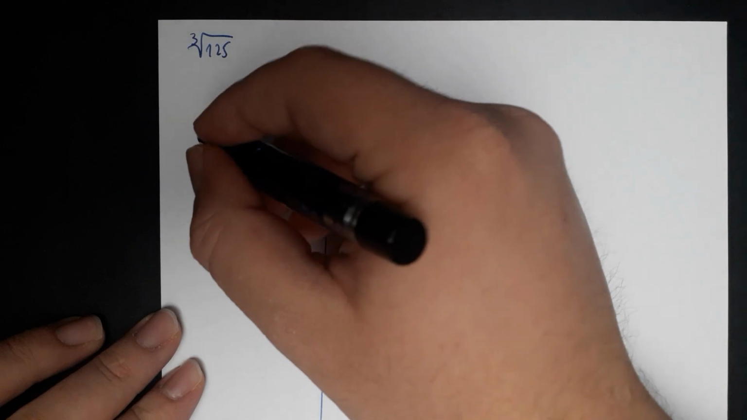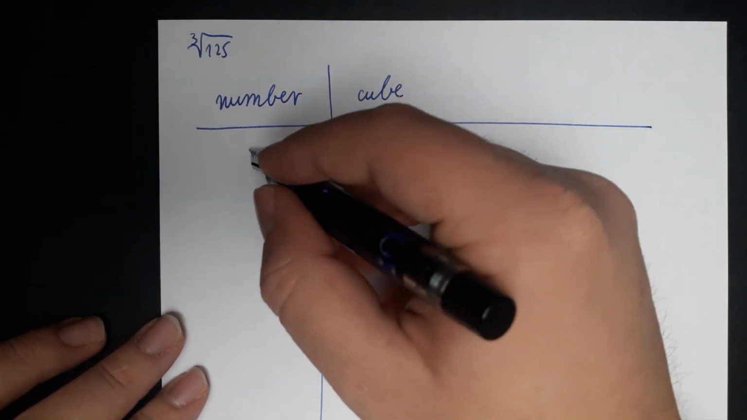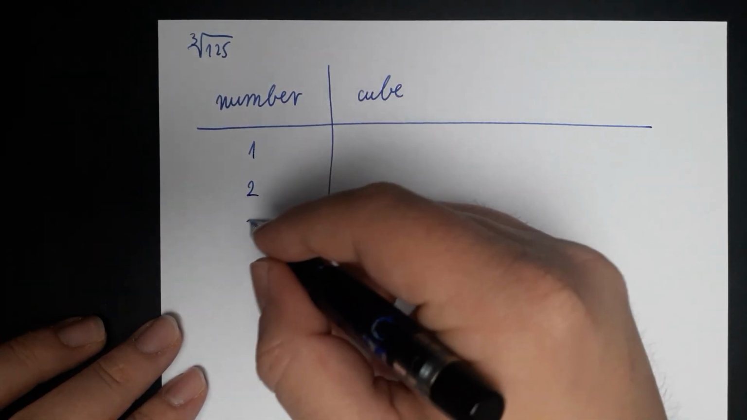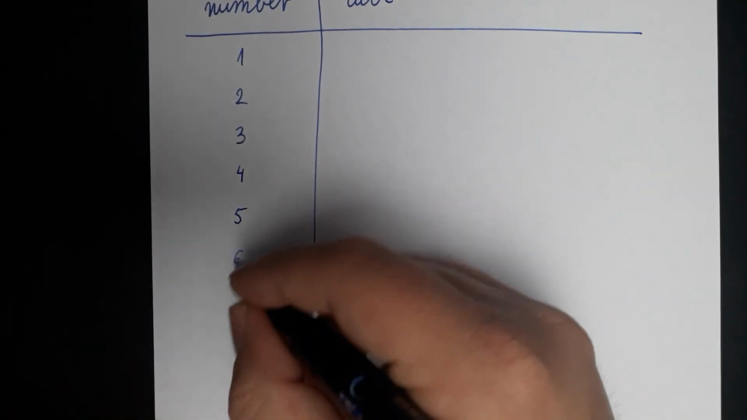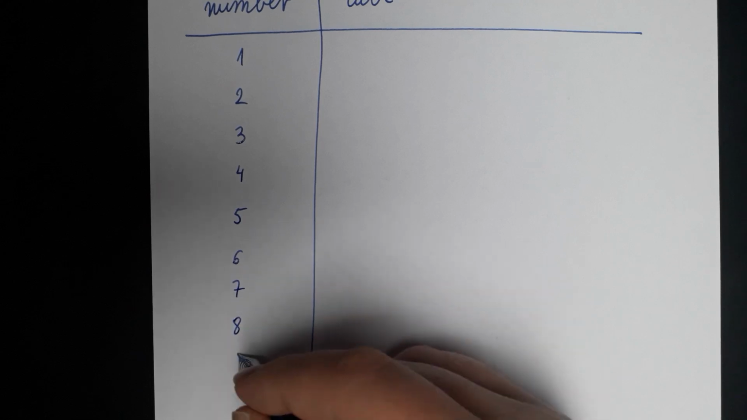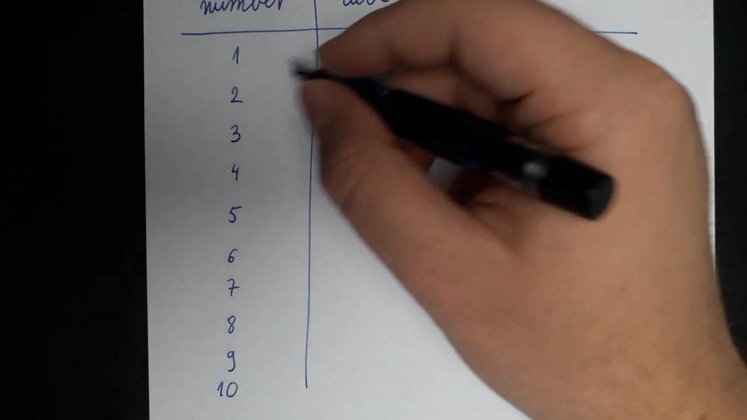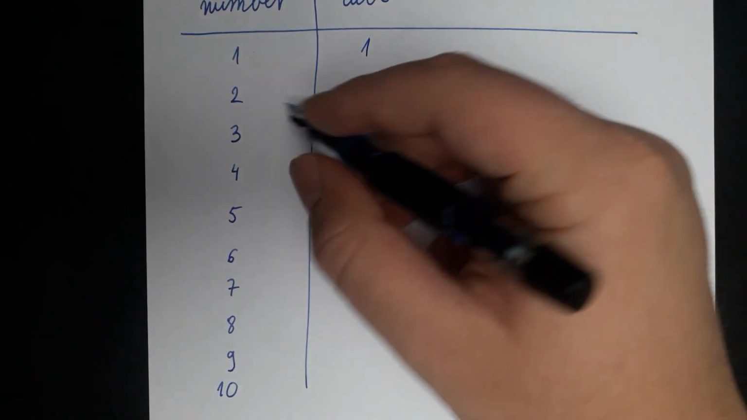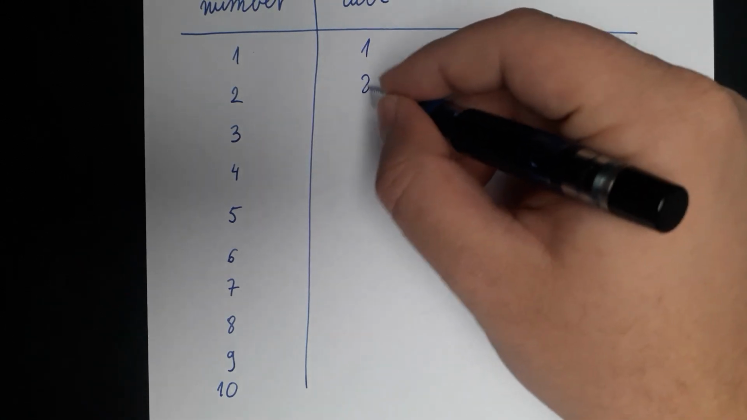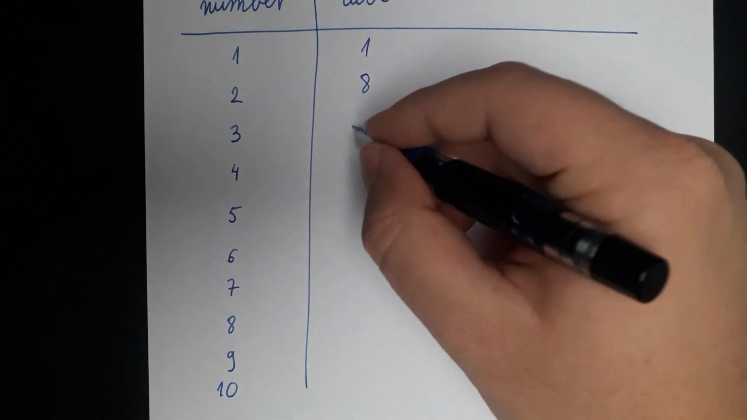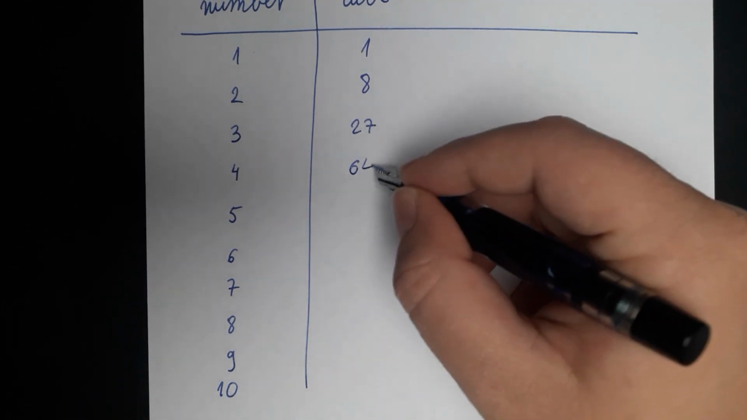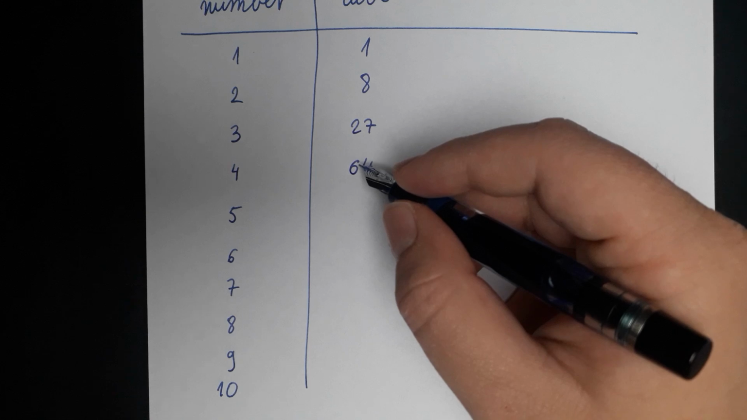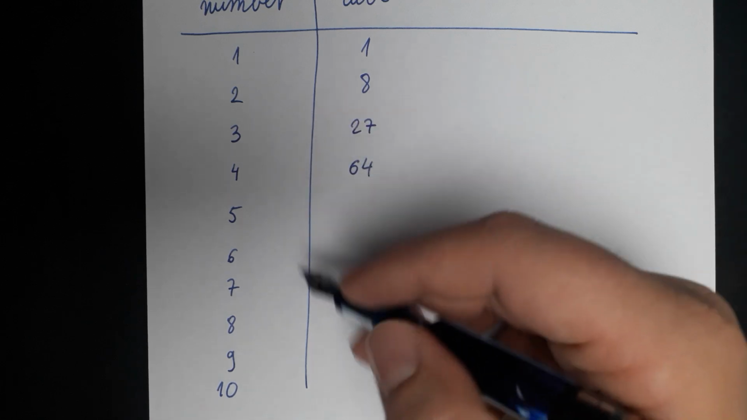Of course, we are going to take numbers from 1 to 10. So 1, 2, 3, 4, 5, 6, 7, 8, 9, and 10. So the cube of 1 is 1, the cube of 2 is 8, the cube of 3 is 27, the cube of 4 is 64. I'm going to write the cubes of all numbers from 1 to 10.